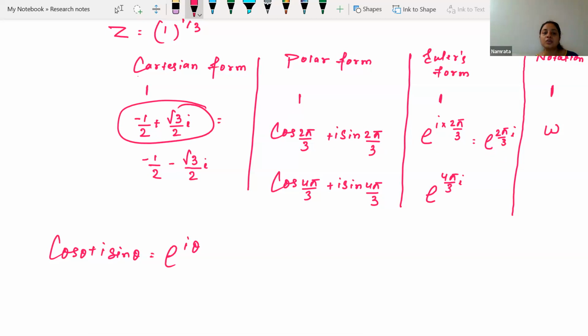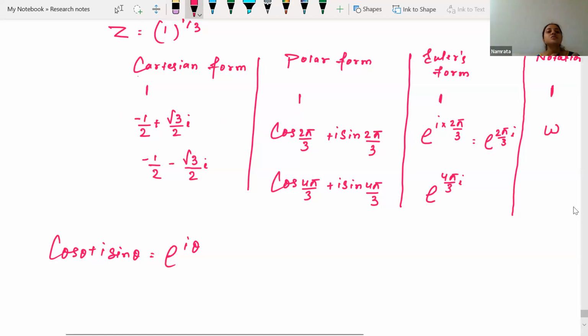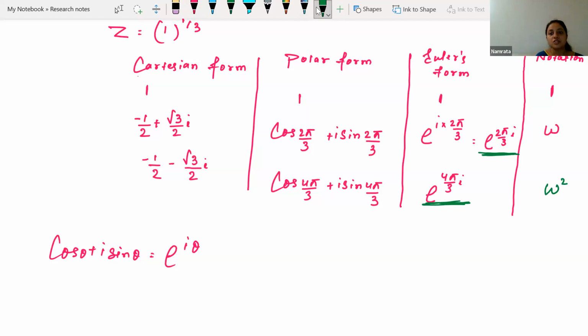Now for the third value, we have to take one more notation. So we are just looking for the relation between the second value and the third value. Can you see this power in Euler's form? e to the power 2 pi by 3 i and 4 pi by 3 i. So can I say the next one can be taken as omega square, just by looking at this value? This is just 2 times the upper one. Yes or no? Yes, ma'am. So that's why we are taking the next notation as omega square.